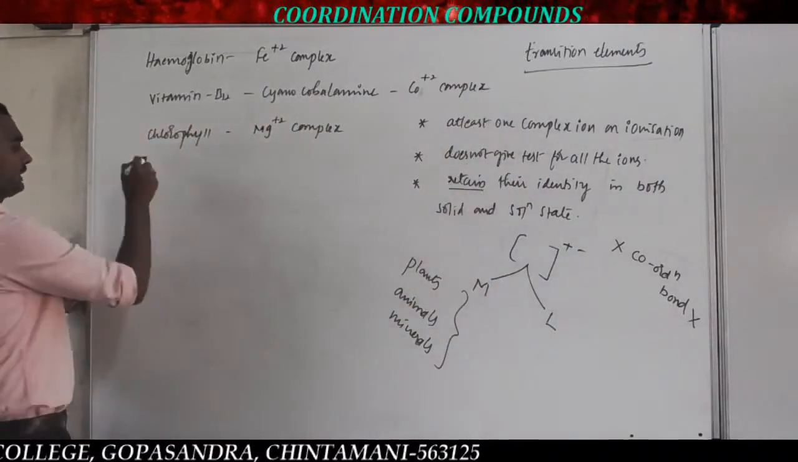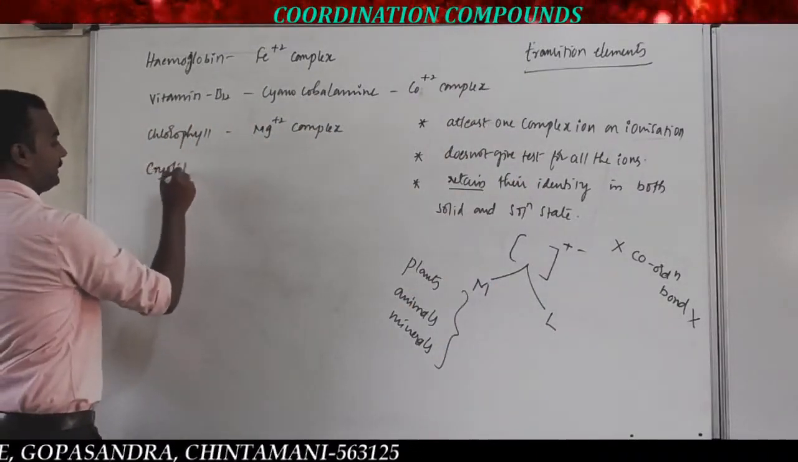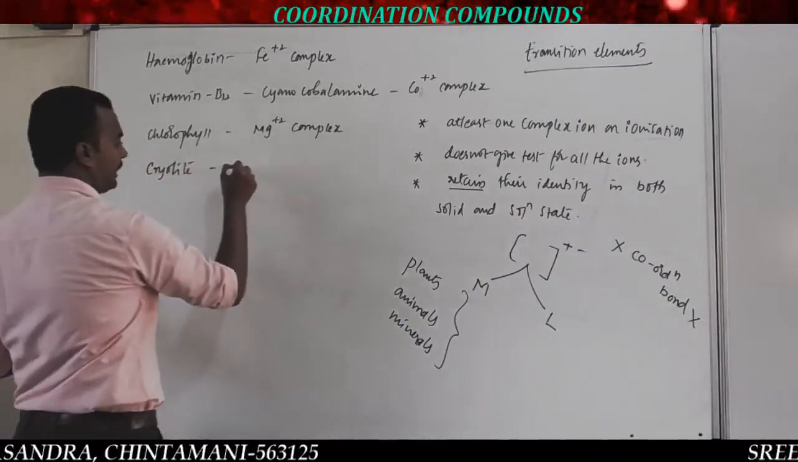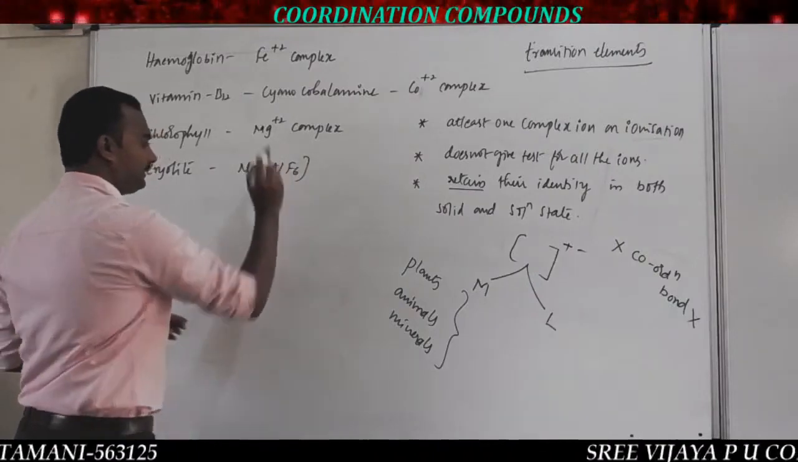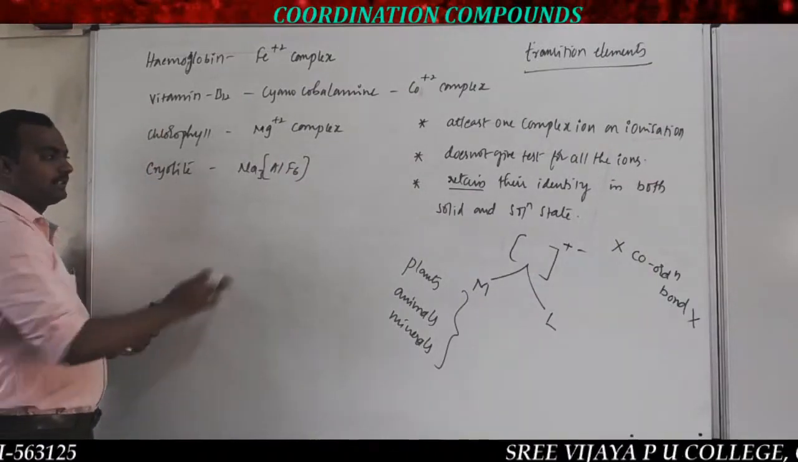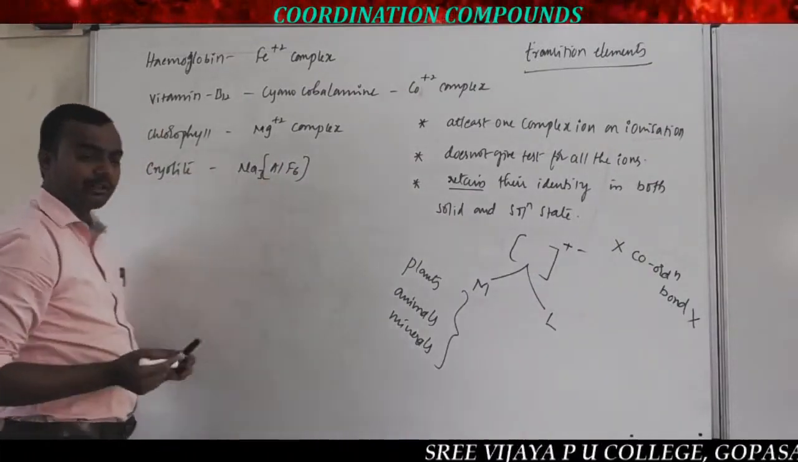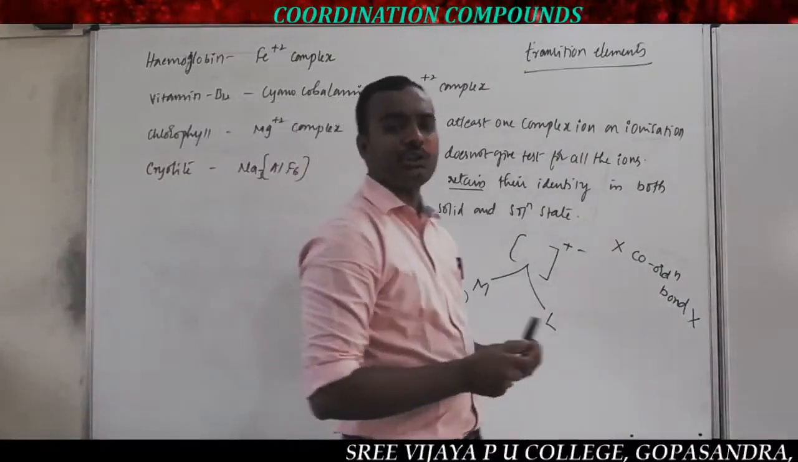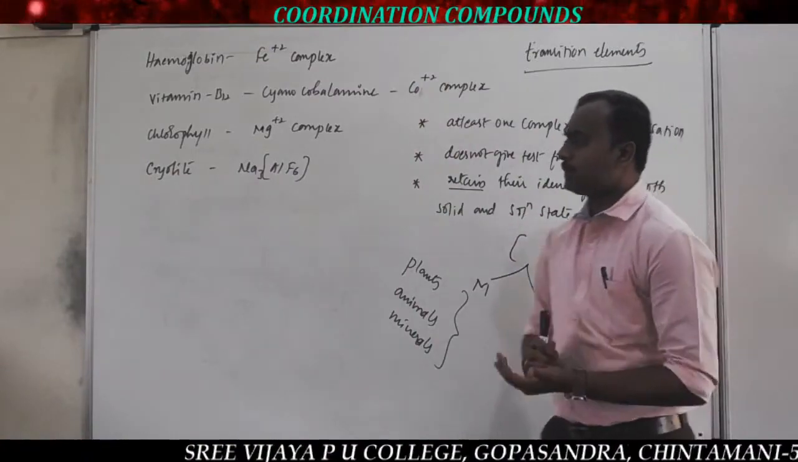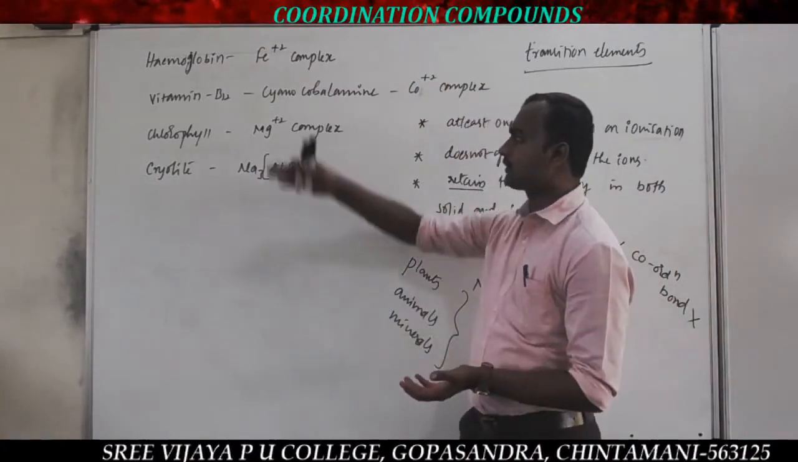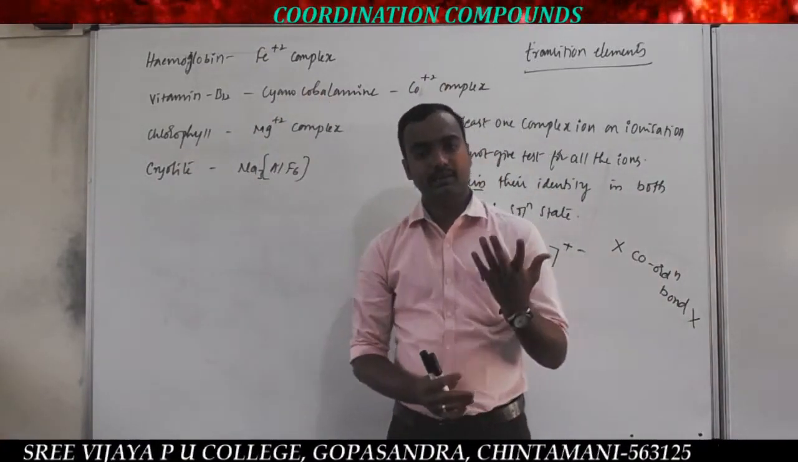Similarly, one more is cryolite. It is a mineral, and the formula is Na3Al(F6). That is cryolite. This is also taken as a mineral. So naturally there are many complexes, and I have mentioned only a few of them: hemoglobin, vitamin B12, chlorophyll and cryolite. These have also appeared in competitive exams.